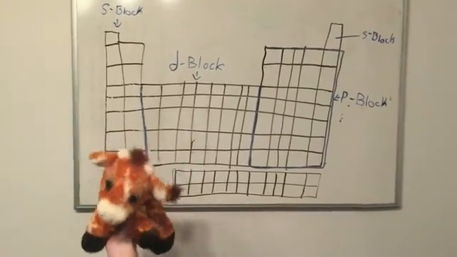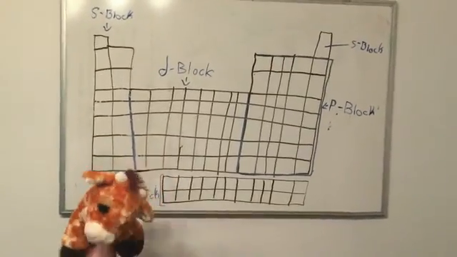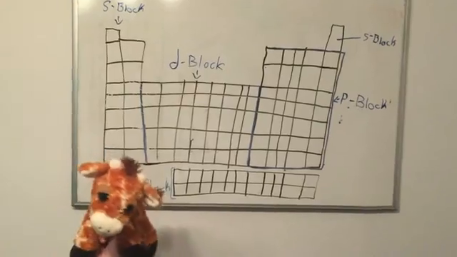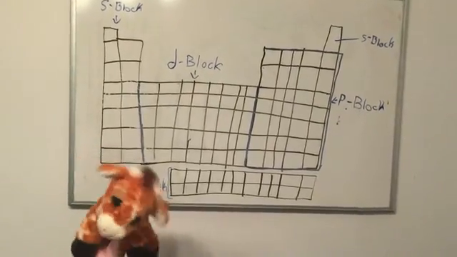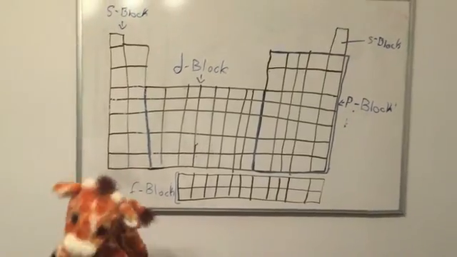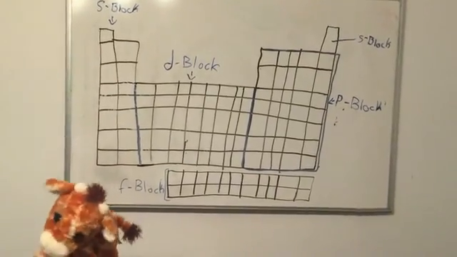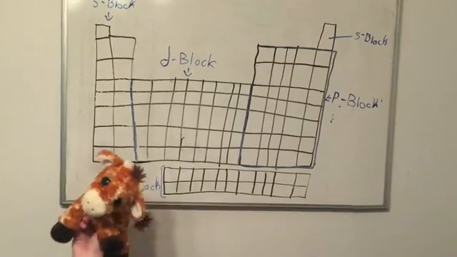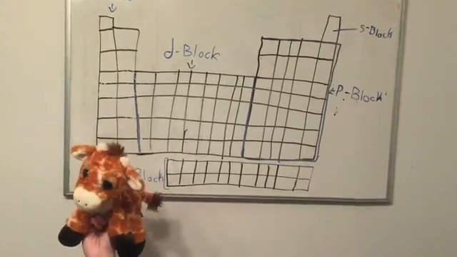Alright, next is the electronegativity, which is the measure of the tendency of an atom to attract a bonding pair of electrons. From left to right across a period of elements, the electronegativity increases. From top to bottom down a group, the electronegativity decreases.